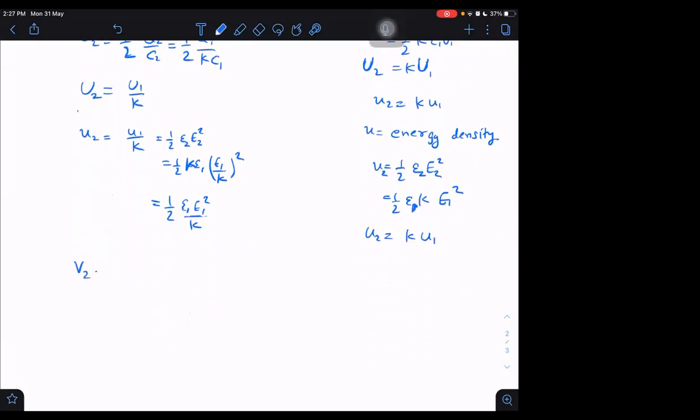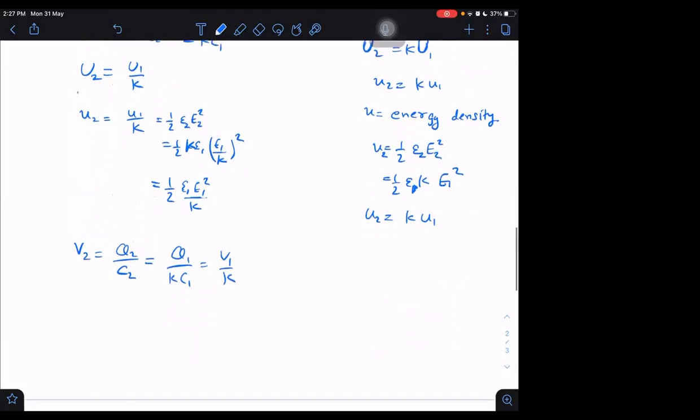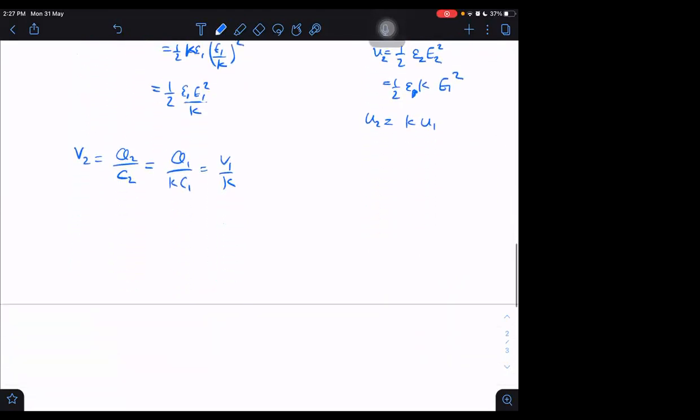So if I have to write potential V2, I will prefer Q2 by C2. Directly it gives us Q2 by C2. Q2 remains Q1, but C2 becomes K times C1. Then it will be V1 by K. Done. This is also done. This formula we should remember.